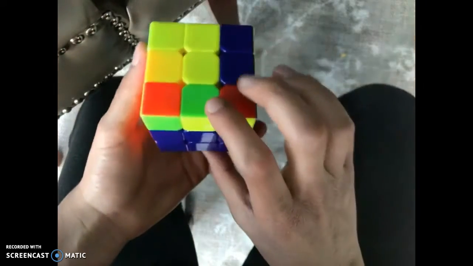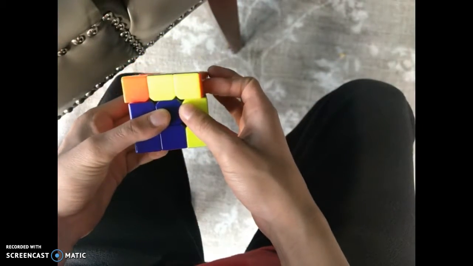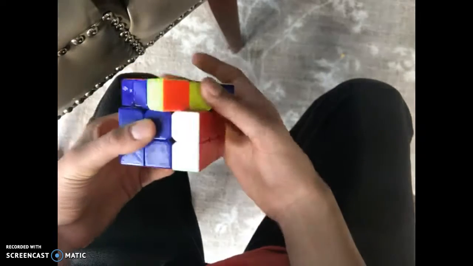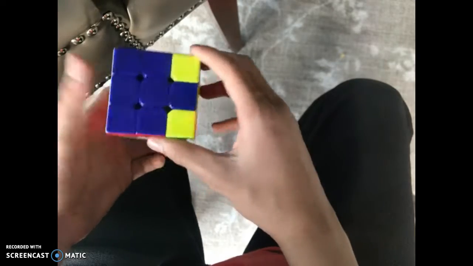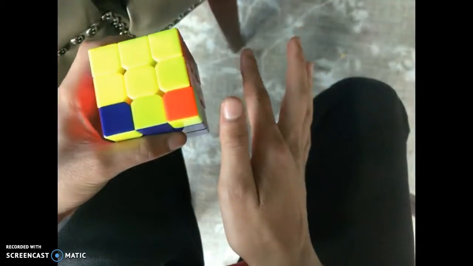Okay, so the algorithm is this. F clockwise, U to the left, R up, U to the right, R down, and F counterclockwise. And as you can see, now we have our goal, a cross. Now I will show you a different situation that is not a cross.